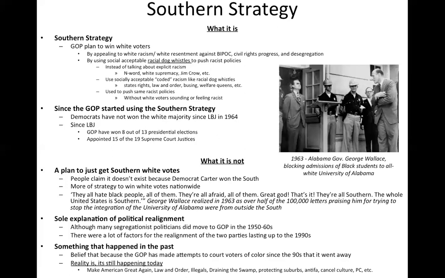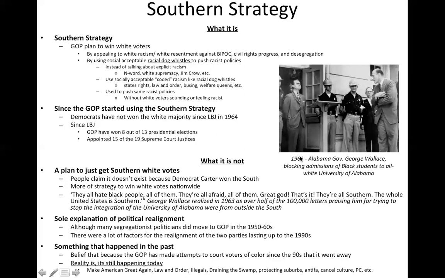So you're tapping into this resentment or fear around civil rights progress and desegregation in order to gain votes. And that's really important to understand, because it oftentimes is very coded. George Wallace was the first to use this.